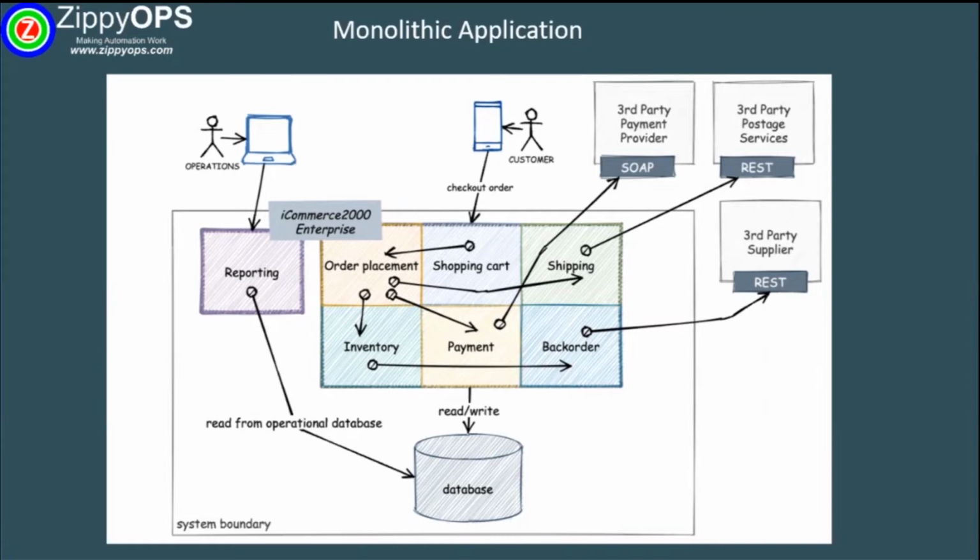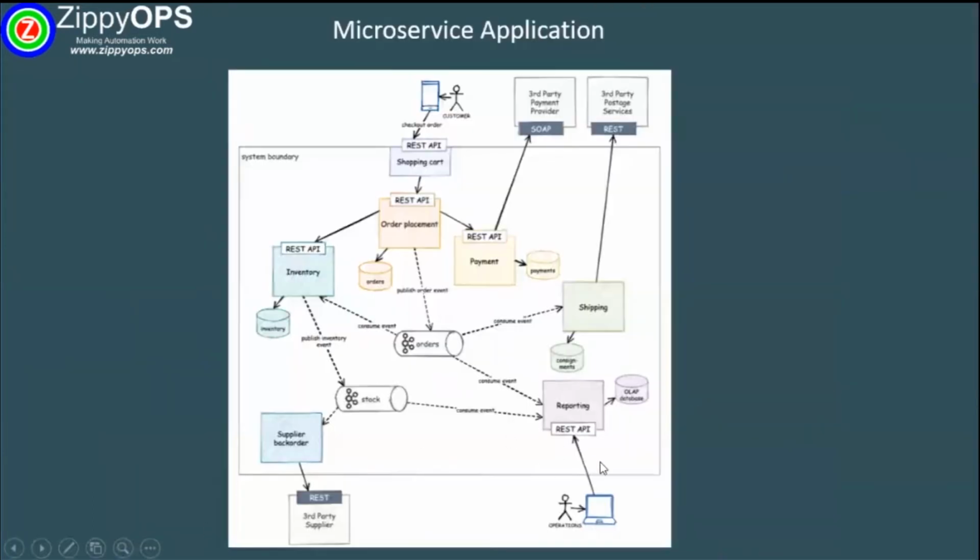Now, the same thing when it is converted into a microservice application, this is how it is going to look. The customer will be checking out the order in the shopping cart. The shopping cart will be calling the order placement microservice. That order placement microservice will have the order information in a separate database.